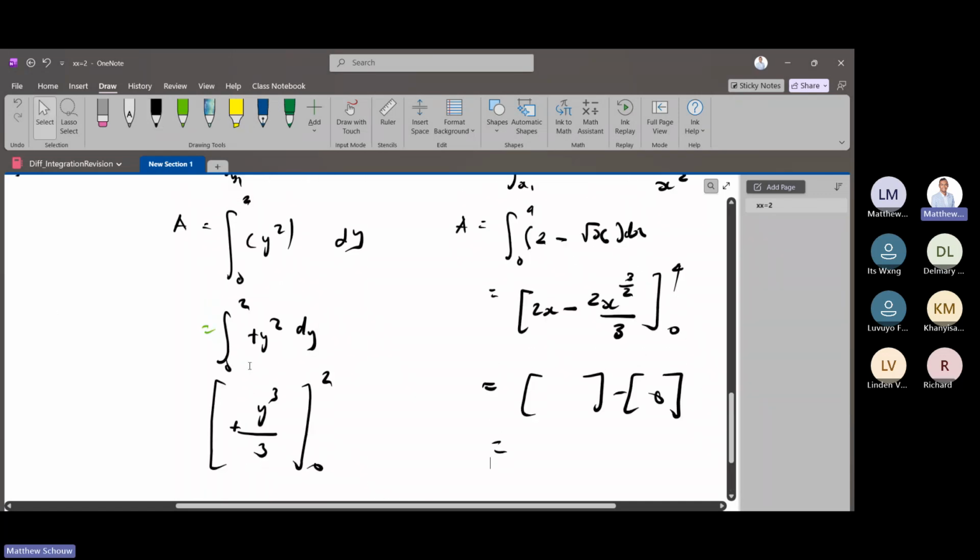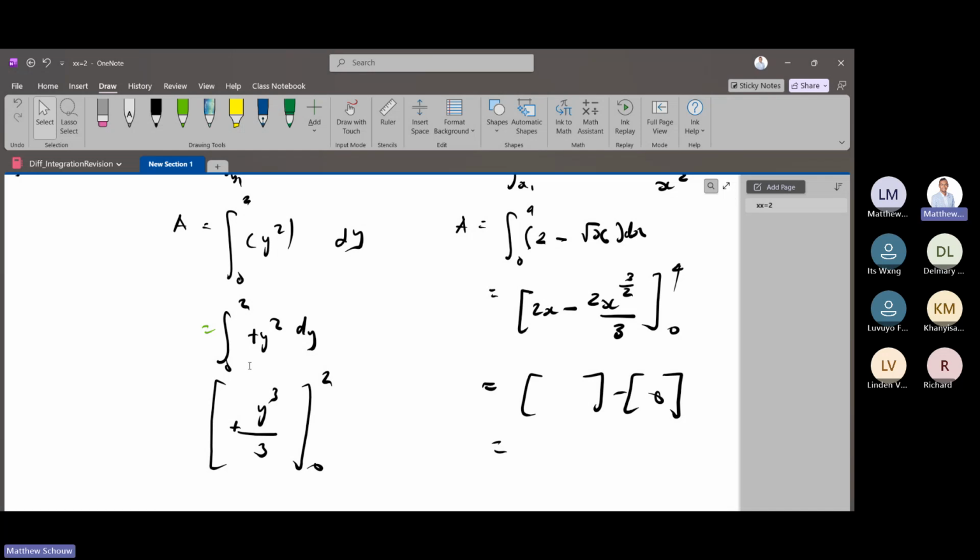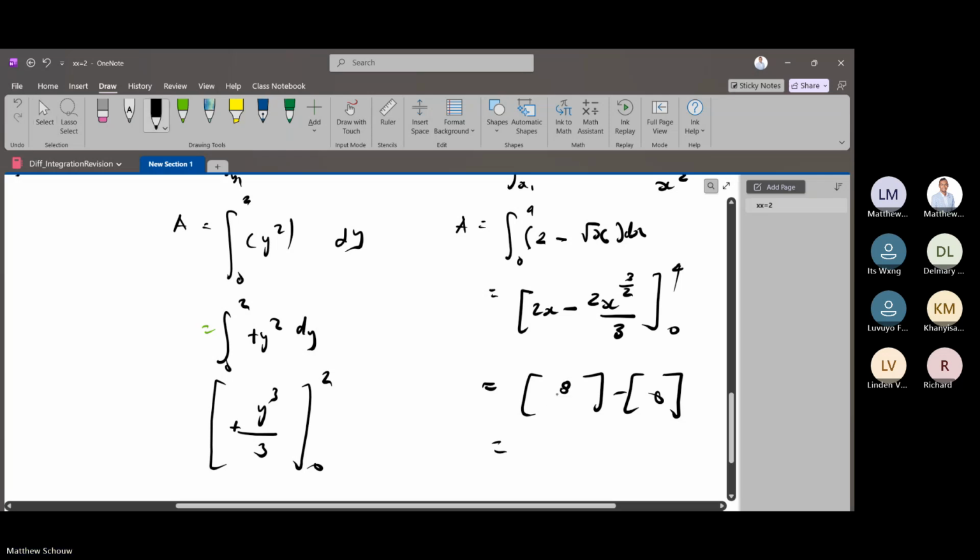I believe it might be right or might be wrong. I should give you the same answer. If not, oh well. 2 times 4 minus 2 over 3. I'm just doing it on my phone here. And then x is 4, right? 4 to the power 3 over 2. And guess what you get? You get 8 over 3.